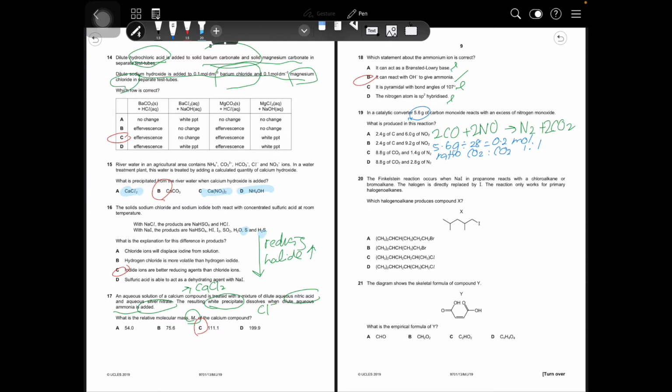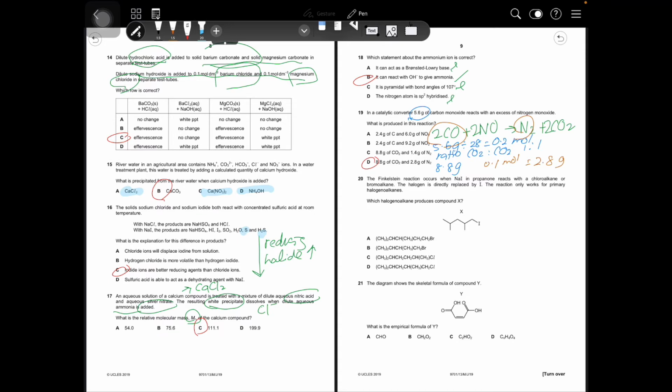From there, we just need to multiply with the molar mass of carbon dioxide to give the mass of carbon dioxide, which we have identified as 8.8 gram. So do the same for nitrogen. Since the ratio of nitrogen to carbon monoxide is 1:2, that means the mole of nitrogen will be half of the mole of carbon monoxide, which is 0.1 mole. And we multiply the 0.1 mole with the molar mass of nitrogen, which is 28, to give mass of 2.8 gram. Hence, the answer would be D.